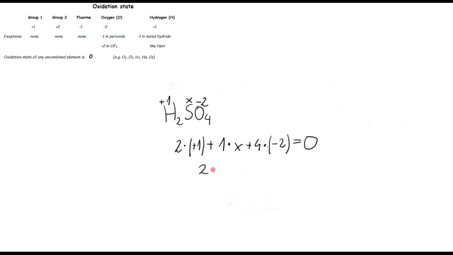So it's 2 plus X minus 8 equals 0, which gives us X minus 6 equals 0. So X is equal to 6, because we move the -6 to the other side and change the sign. That's the answer.